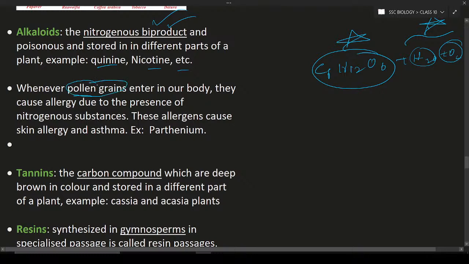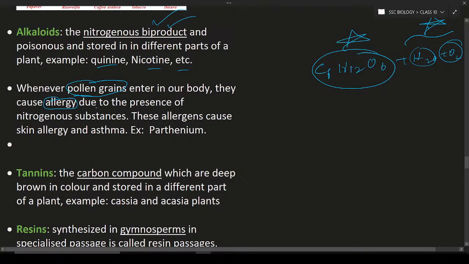When the pollen grains enter these people, they are more sensitive, so they are going to cause allergy. Allergy means they will sneeze a lot, they will cough a lot, and so on. Not all people are allergic to the pollen grains. Some people are allergic to the pollen grains.